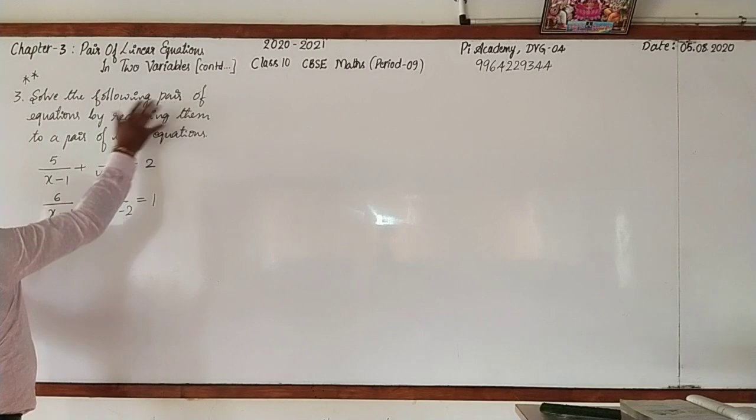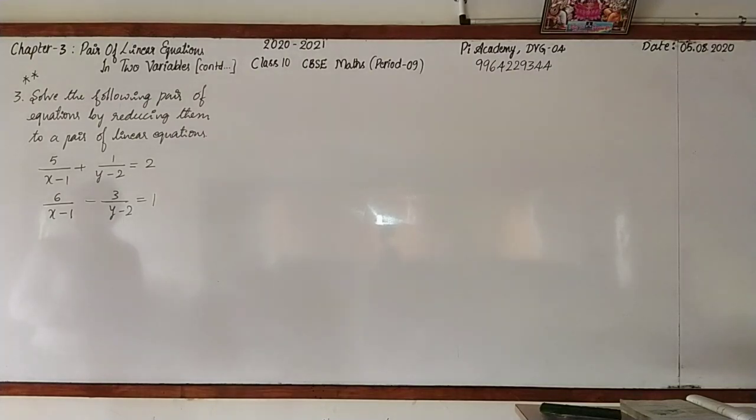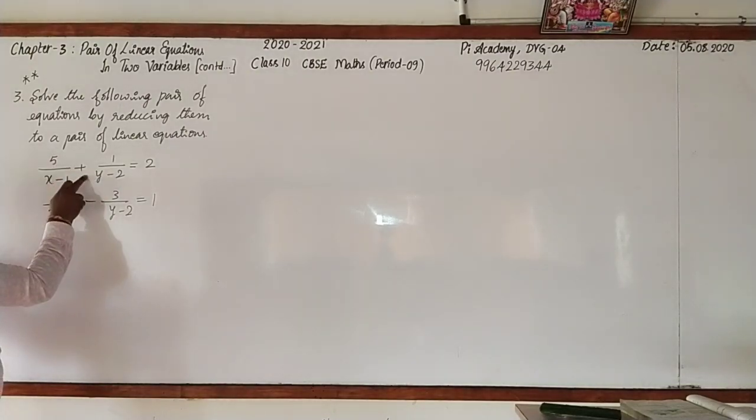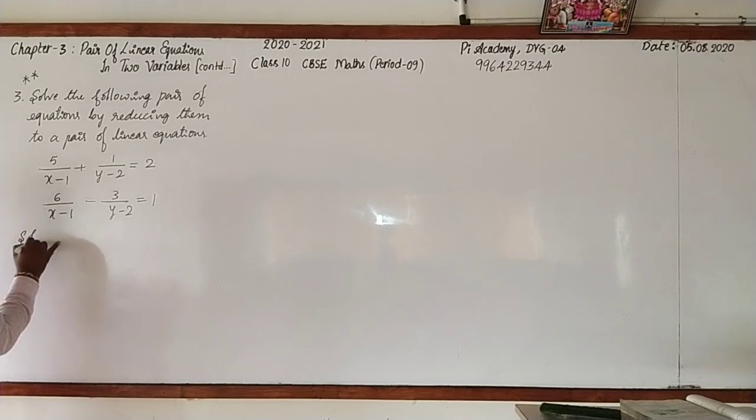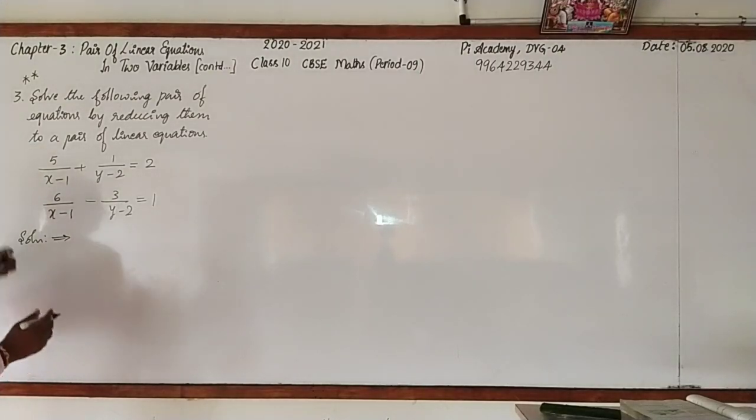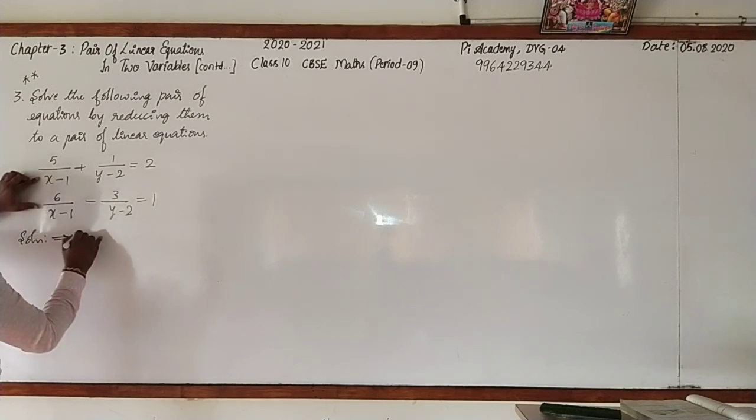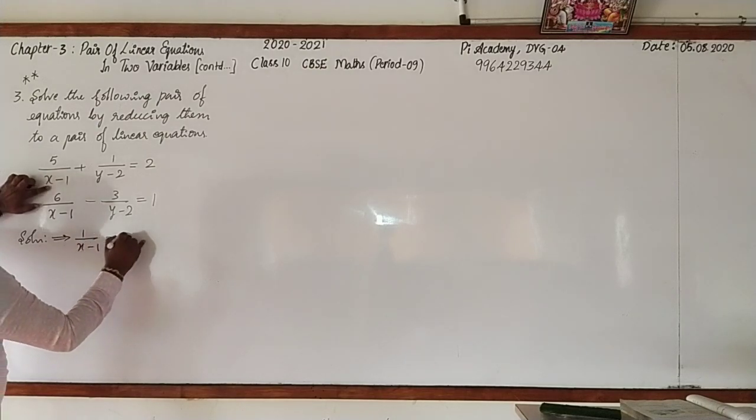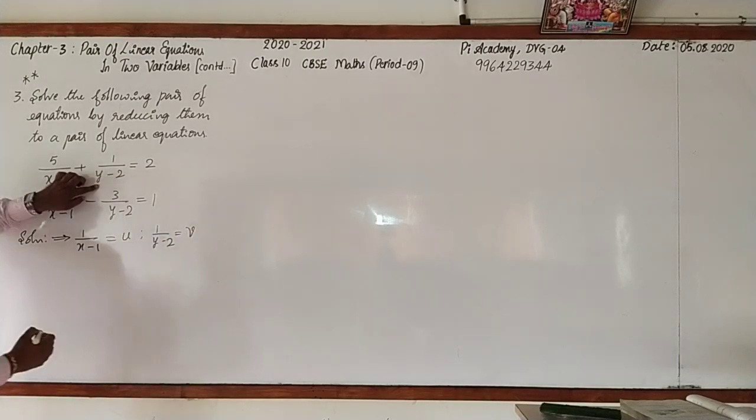Observe. Solve the following pair of equations by reducing them to a pair of linear equations in two variables. Here it is: 5 by x minus 1 plus 1 by y minus 2 equal to 2. 6 by x minus 1 minus 3 by y minus 2 equal to 1. Then how do you go for reducing them into a pair of linear equations in two variables? Here they have only given the common thing. What is that? It is x minus 1, x minus 1, y minus 2, y minus 2. Hence, we can take 1 by x minus 1 as u and 1 by y minus 2 as v.